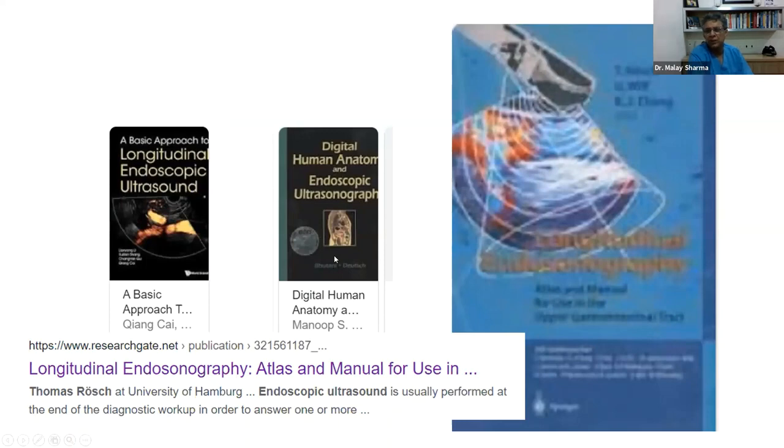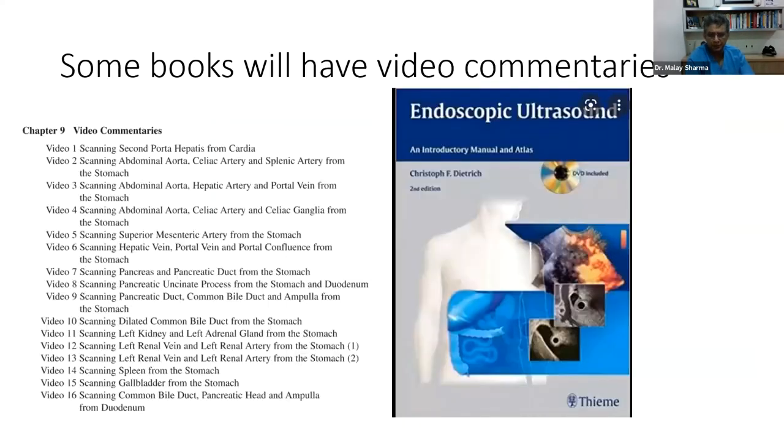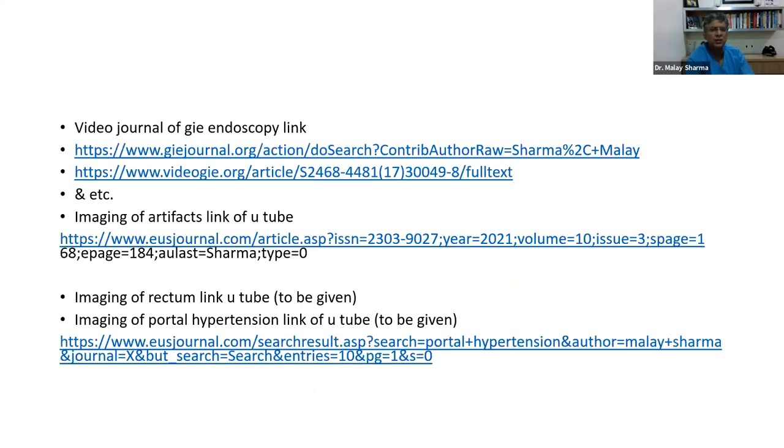Digital anatomy book, I am finding it hard. And again, Longitudinal Sonography by Thomas Roche and Kenneth Cheng, important books. Again, one of the less known books is by Laurent Pellejo, who is one of the top endosonographers of France. And in his book, you will find something important coming from a surgeon's perspective. And here you will find the retroportal area, and it's a very interesting book. And some books will have video commentaries.